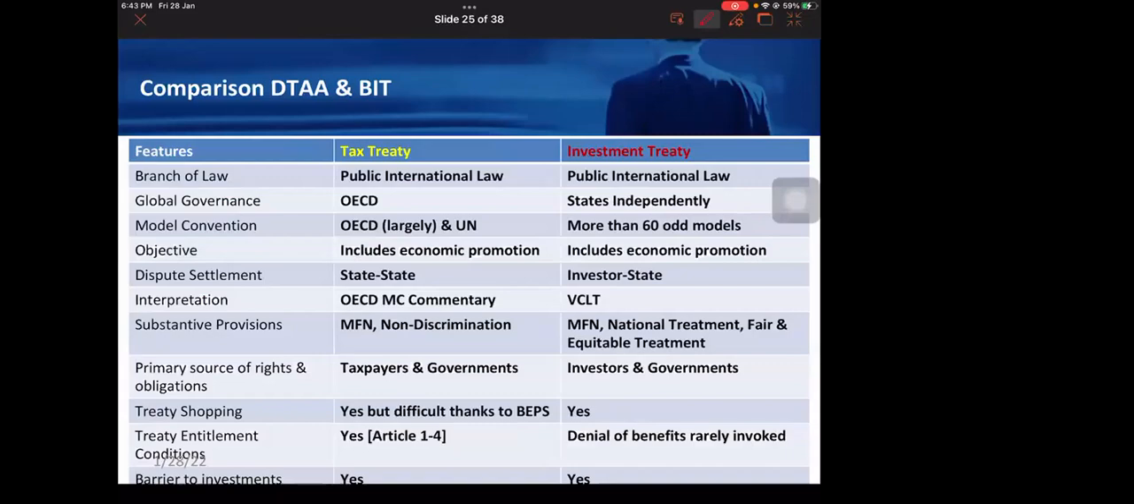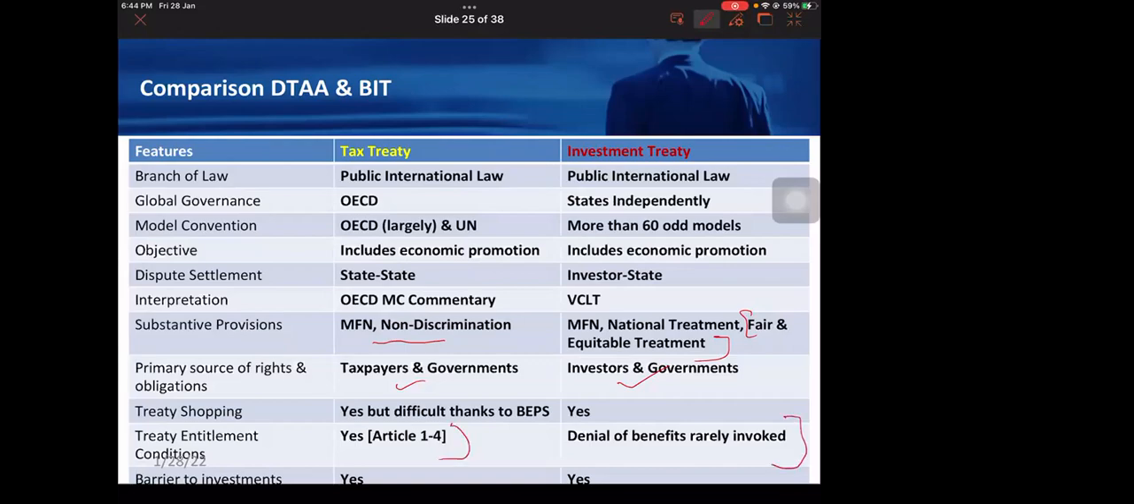So now quickly getting into the tax aspects. You would have seen by now the reason for me spending some time on the investment treaty: on the tax treaty, which we're already familiar with, there are some common elements. Like MFN non-discrimination is there in the tax treaty. Of course, the investment treaty goes one step further, with fair and equitable treatment. The primary sources of rights are the same, taxpayers and government, investor and government. Treaty shopping is possible in the tax treaty, and also possible in the investment treaty. Other treaty entitlement, yes, we have the PPT, LOB, and also Articles 1 to 4.